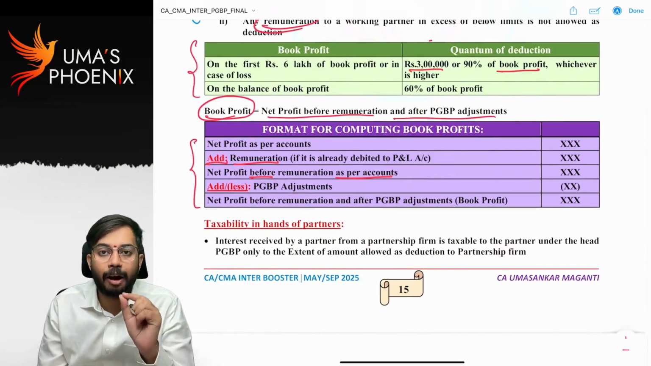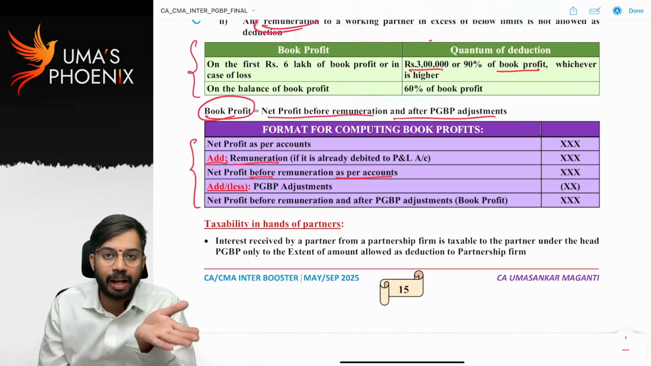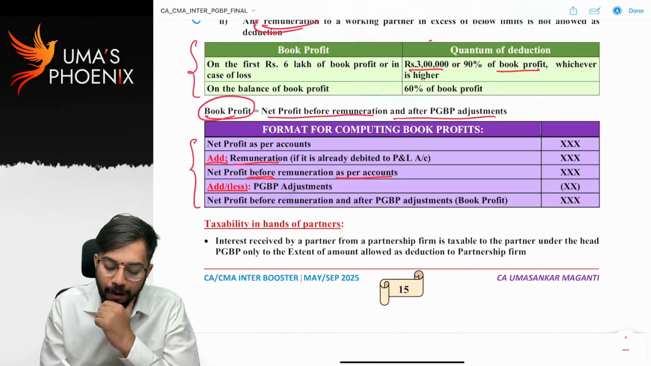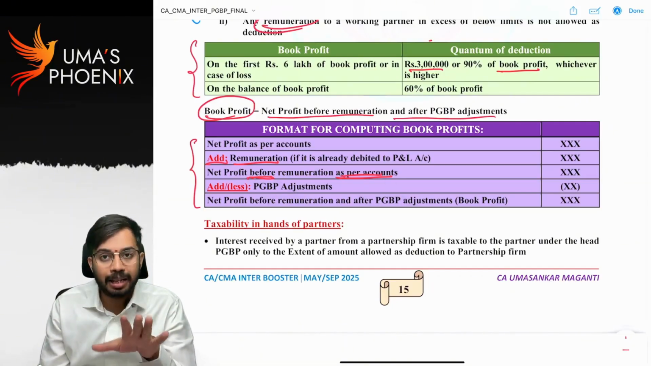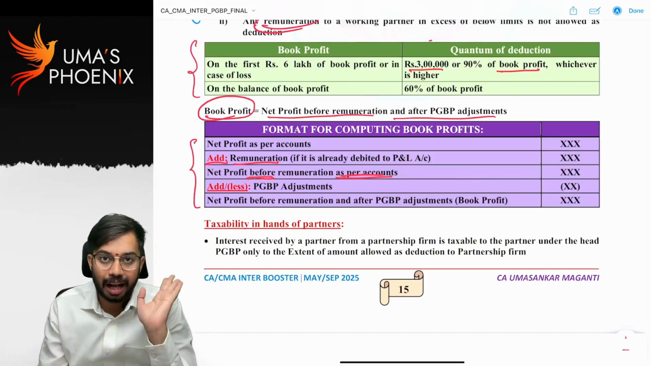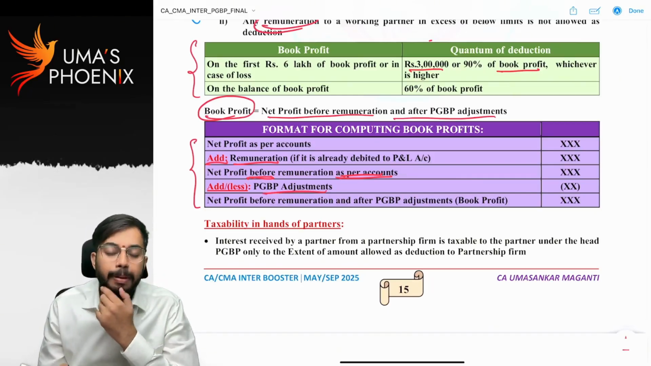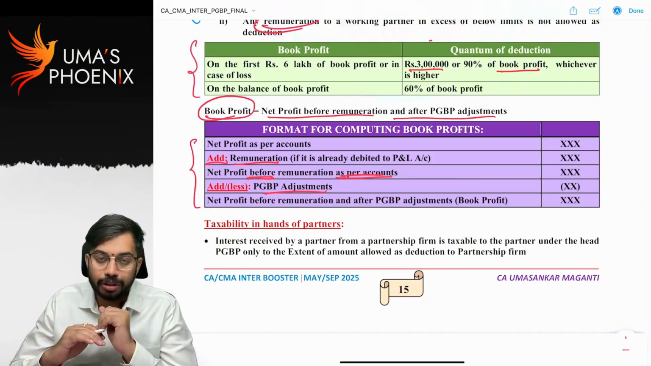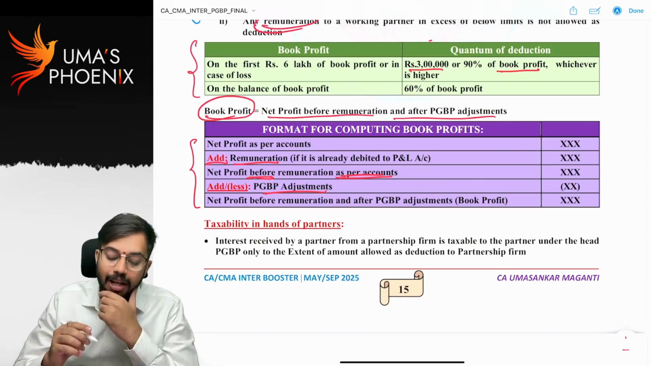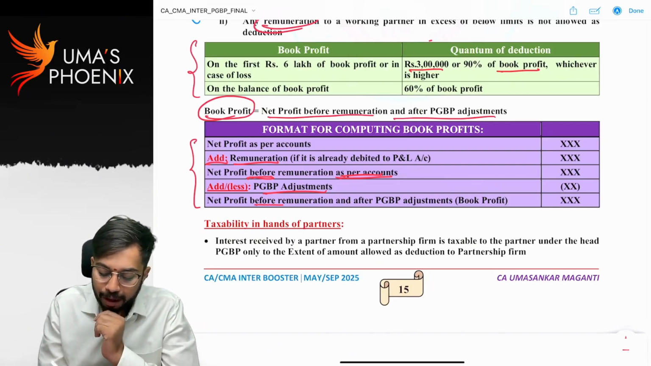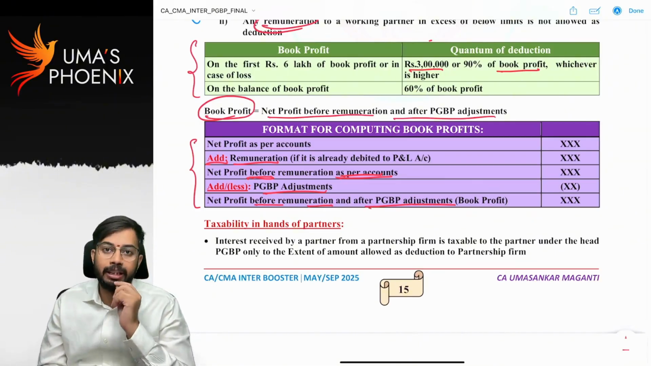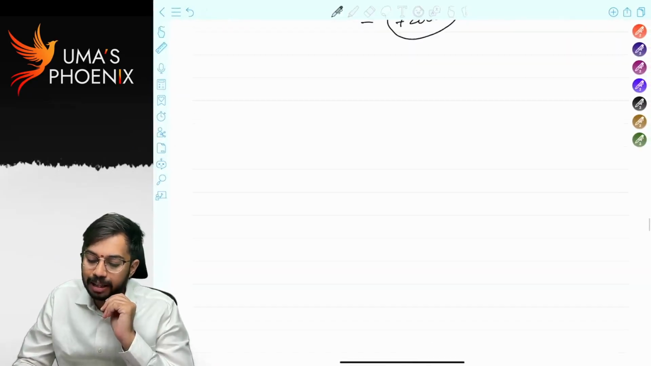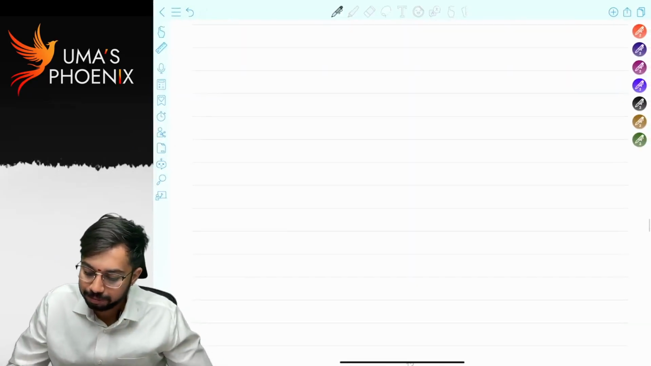What you want is net profit before remuneration. Listen patiently, I will tell one problem, you will get clarity. And then you have to do PGBP adjustments. Expenses disallowed, add back. Incomes disallowed, you have to reduce. Thereby you will arrive at net profit before remuneration and after PGBP adjustments. That we call as book profit. Is it clear? Now I will tell one small example so that you will get clarity.